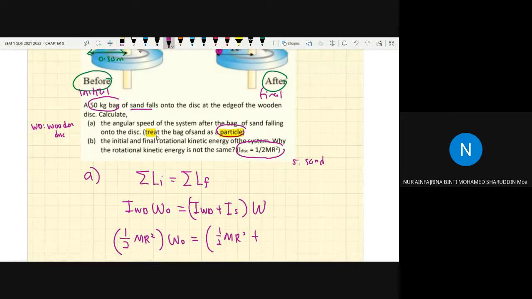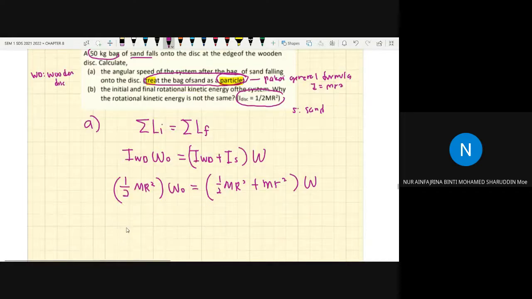Dia cakap treat the sandbag as a particle. Pakai general formula. Very good. General formula of moment of inertia? mr squared. Very good. So, bila ada perkataan particle tu, korang kena pakai general formula. So, mr squared darab dengan angular velocity.